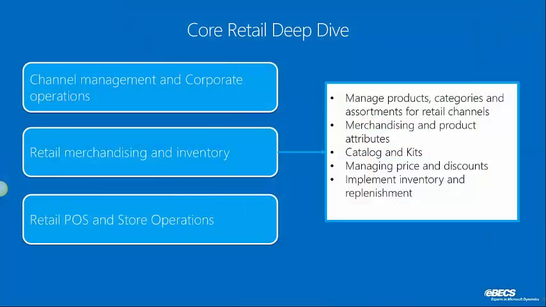First, I want to talk about core retail in AX and what that means for Microsoft Dynamics. It is divided into three different sections. You've got channel management and corporate operations, where I see a retail channel in many regards as a warehouse. You've got different channels in different locations, whether that's a DC warehouse, your distribution center, or a channel in Atlanta or New York, etc., and how you manage your entire channel organization and hierarchy. That's the first part of retail.